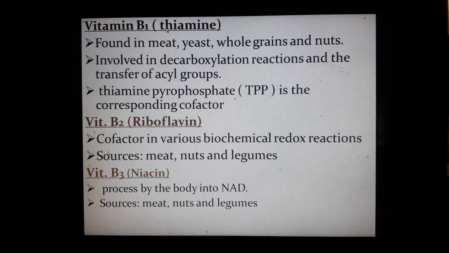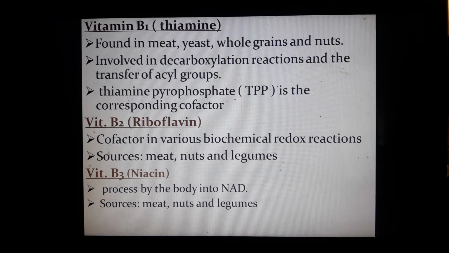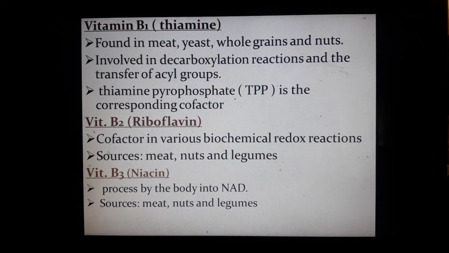Okay. So B1 is found in meat, yeast, whole grains, and nuts. It is involved in the carboxylation reaction process and the transfer of the acyl group. Thiamine pyrophosphate or TPP is the corresponding cofactor. So usually they are involved as cofactors, which utilize the substrates together with the enzymes.